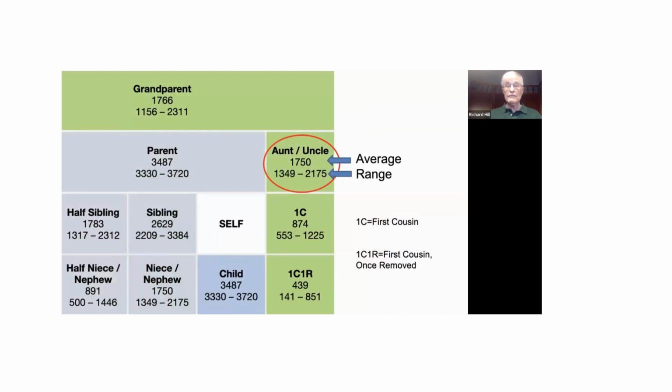For any given relationship, this table shows the average amount of DNA shared and the range of findings. For example, a biological aunt or uncle of yours would, on average, share 1,750 centimorgans, but people have reported shared amounts as low as 1,349 and as high as 2,175.